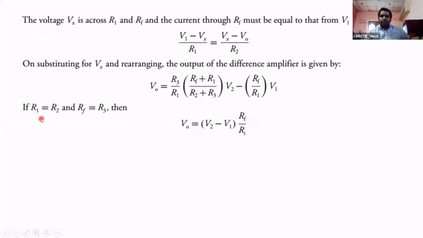If you maintain the resistance R1 equal to R2 and Rf equal to R3 in the previous circuit, you can minimize this equation: V0 is equal to V2 minus V1 into Rf by R1. Rf by R1 is the gain. You can control it. It gives the difference between the input voltages, that is V2 minus V1. In this way, you can subtract the two input voltages by using the difference op amp, that is, operational amplifier.